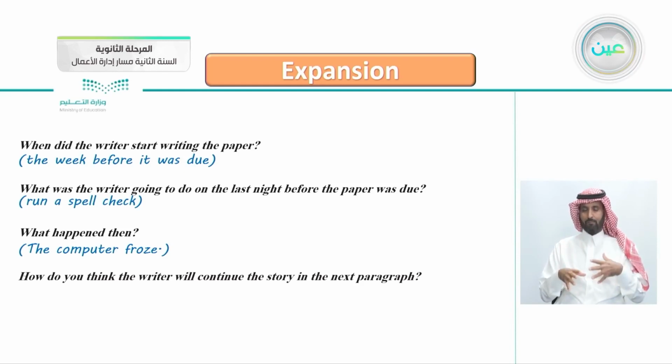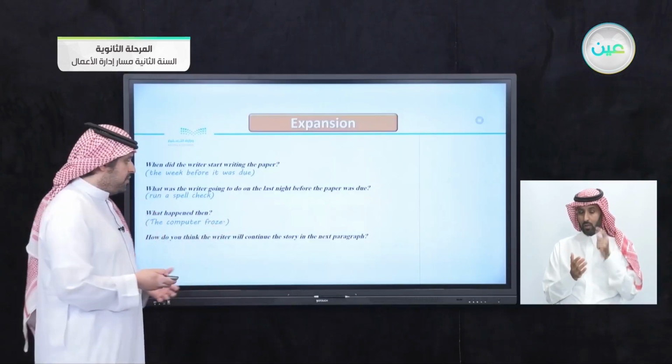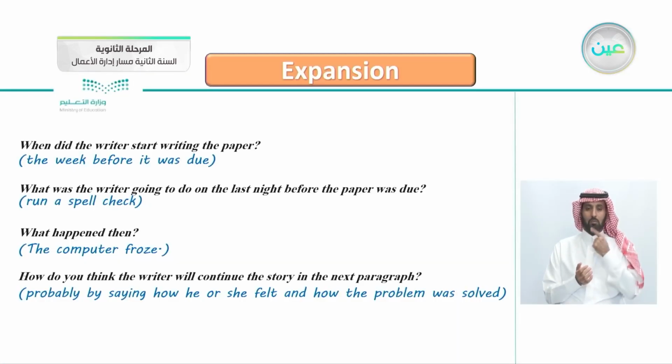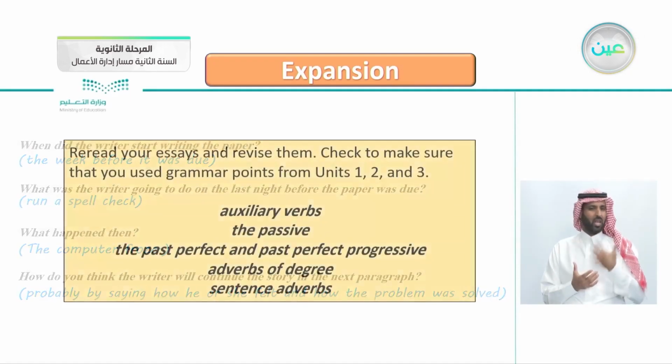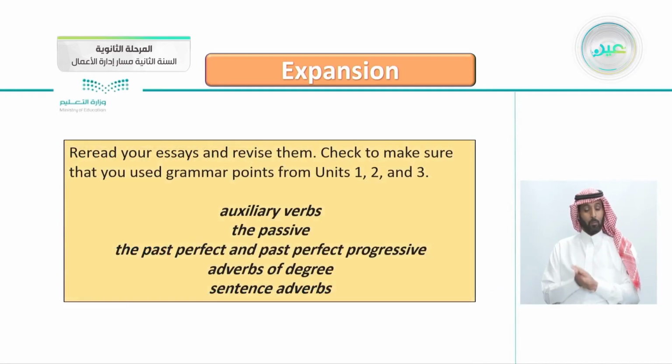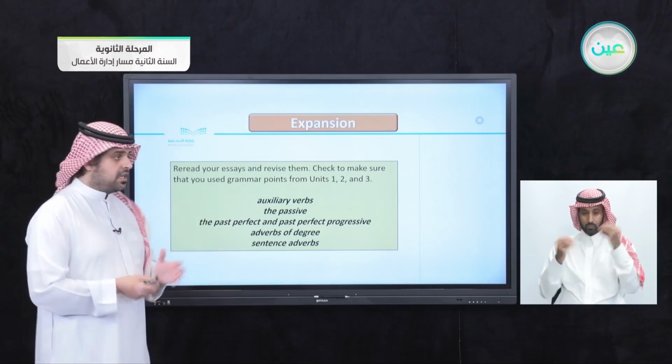How do you think the writer will continue the story in the next paragraph? This is, of course, up to you, probably by saying how he or she felt and how the problem was solved. And when you finish your essay, reread your essay and revise it. Check to make sure that you use the grammar points from unit 1, 2, or 3. Remember to use the grammar points: the auxiliary verbs, the passive, the past perfect and the past perfect progressive, the adverbs of degree, and the sentence adverb. Remember to use all of these in your essay.